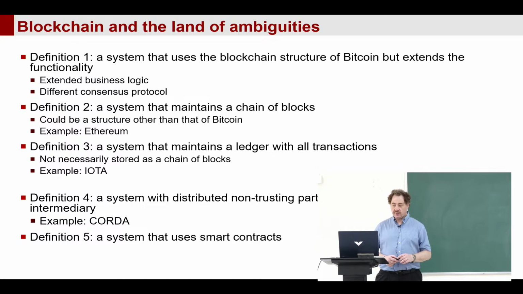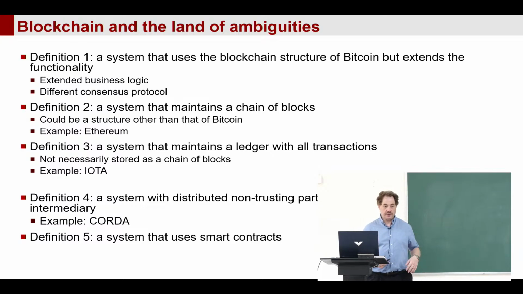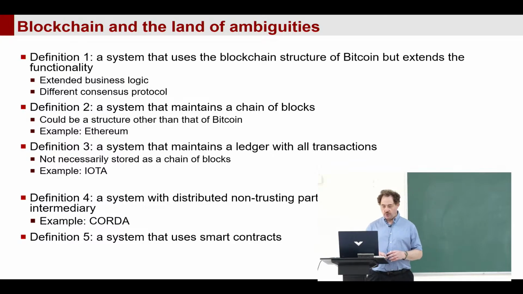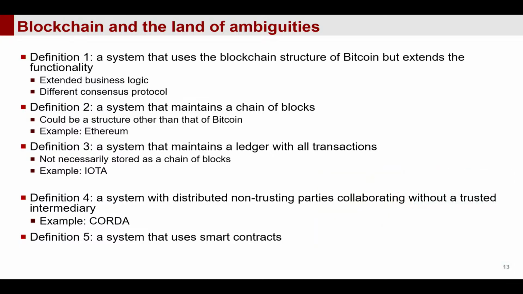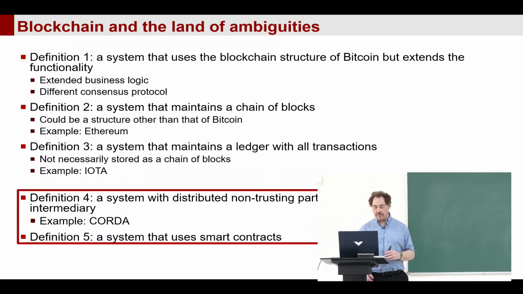Definition 3: it's a system that maintains a ledger with all transactions, but not necessarily stored as a chain of blocks. This is the case in IOTA and other cryptocurrencies using a directed acyclic graph. Definition number 4: it's a system with distributed non-trusting parties collaborating without a trusting intermediary. That's the definition adopted in the Corda system. And definition 5 is probably the most frivolous: it's a system that uses smart contracts. So the last 2 definitions are more about how blockchain is used than what it is.